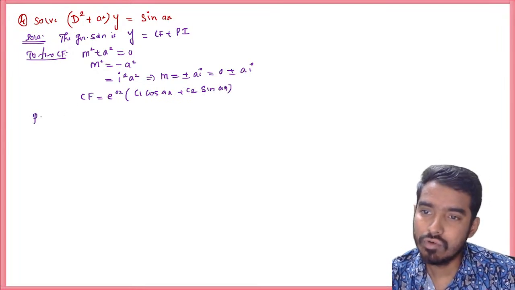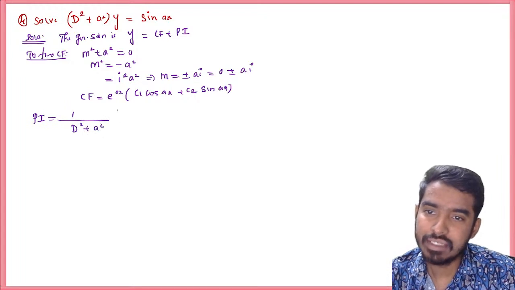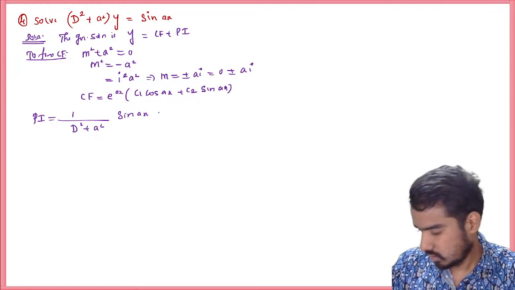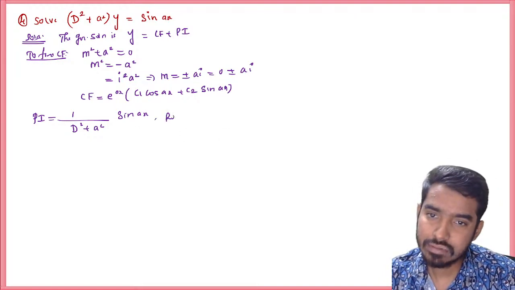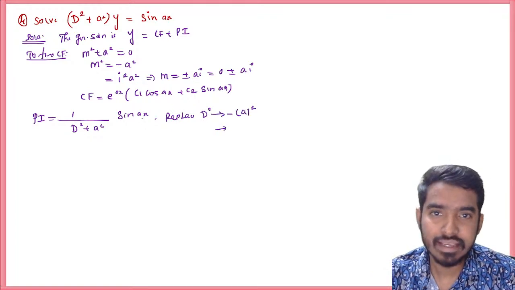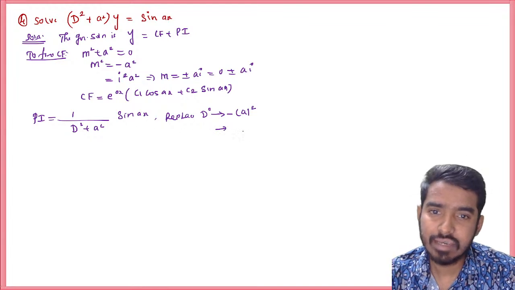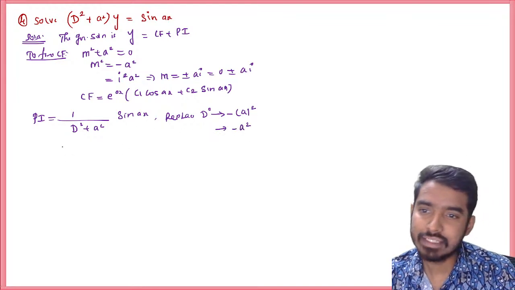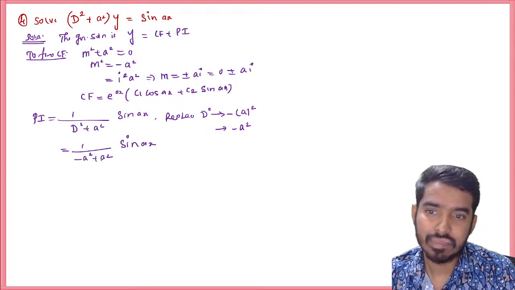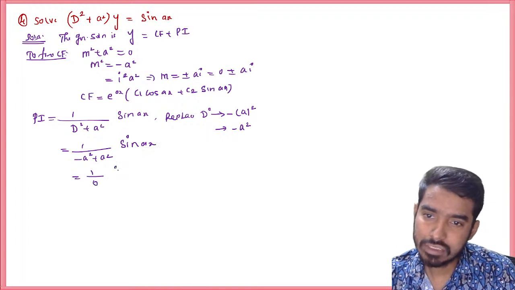Now to find PI, it is 1 divided by (D square plus a square) sin ax. So replace D square is equal to minus of a square. So here a is a, right? A is a only. So replace D square by minus a square. So this will be 1 divided by (minus a square plus a square) into sin ax, right? So we will have 1 by 0 of sin ax.